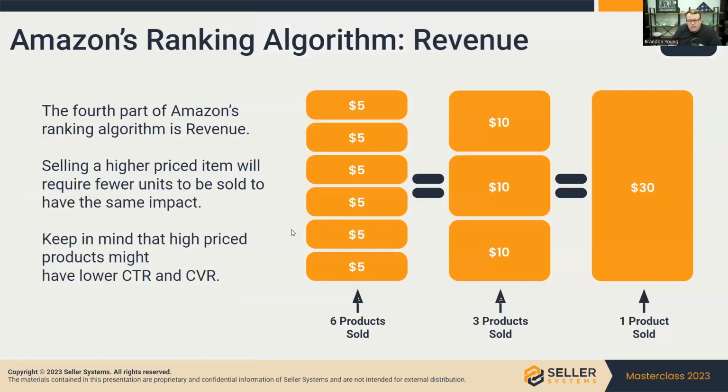So with regards to revenue, it's very clear. The higher you're charging, the less units you need to sell. But keep in mind that a higher priced product will likely have a lower click-through rate and conversion rate. For most products, people want the cheaper option. So it's going to be harder to rank a $50 product on a keyword that has a bunch of $20 options, right? So just keep that in mind.